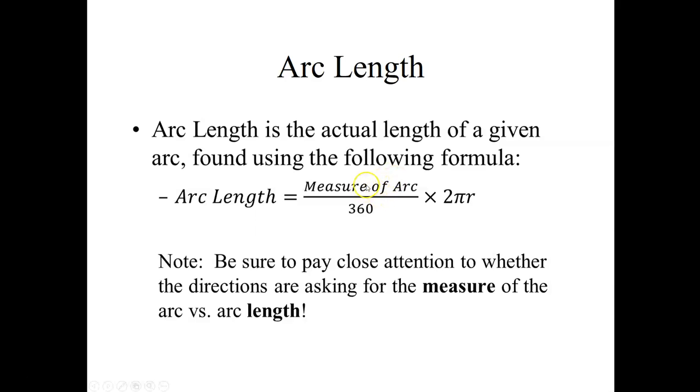You do need the degree measure in order to find the arc length. You take the measure of the arc divided by 360. That tells you what fraction of the circle the arc encompasses. Then you multiply that by 2 times pi times the radius, and if you remember, 2 times pi times the radius is how you find the circumference. So multiplying the fraction by the circumference tells you how much of the circumference that arc includes.